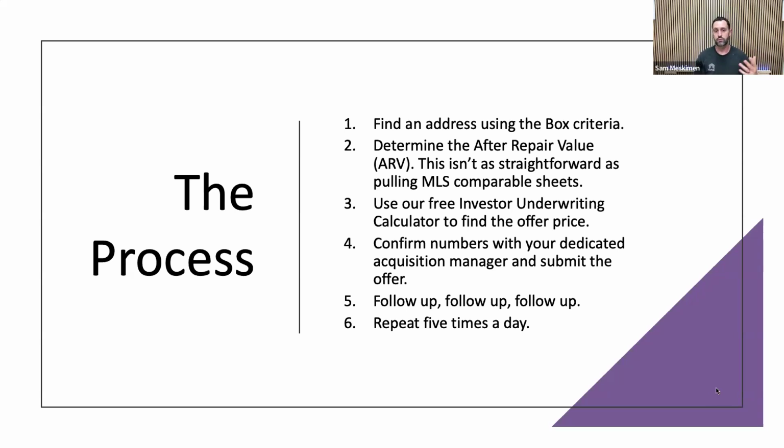Number three, using our free investor underwriting calculator to find the offer price. This will be sent after the webinar today, where you can use our internal calculator, just plug in the numbers necessary after you find that after repair value, ARV, and it will give you the price that we would offer for it. We use all of our latest calculations, meaning cost of materials, cost of money, time to hold, commissions, all of those things to determine how much we can buy it for.